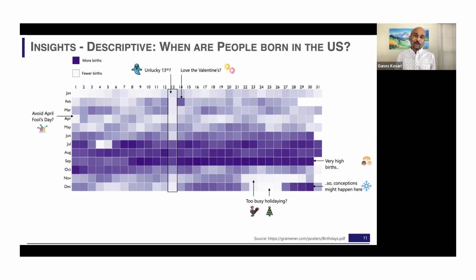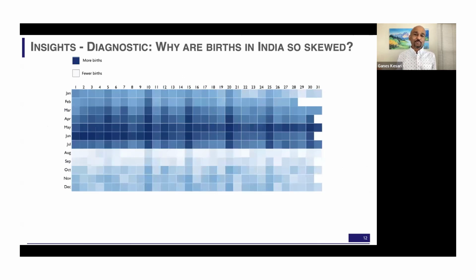We were curious, how does it look for India, where we had a treasure trove of public data? This is the pattern for India. So you can see here, it's completely different. What do you notice? A lot of births, very few births in the second half of the year, a lot of births in the first half.